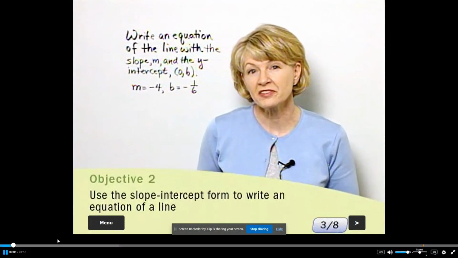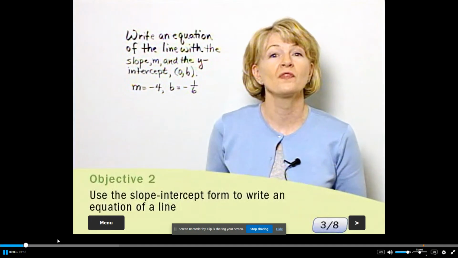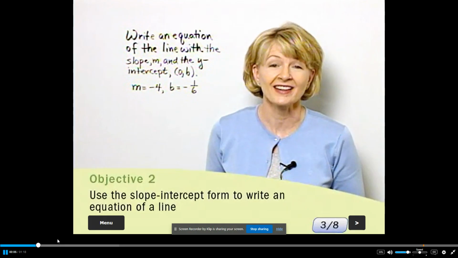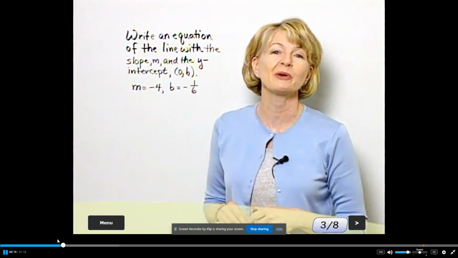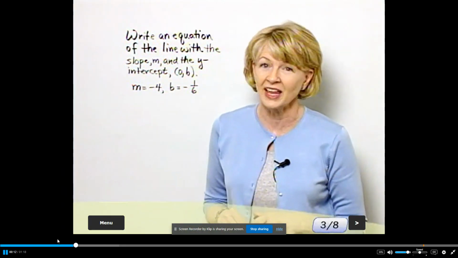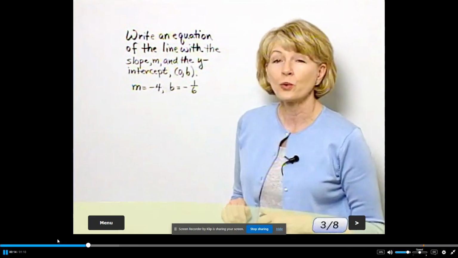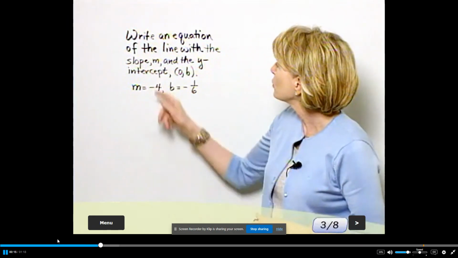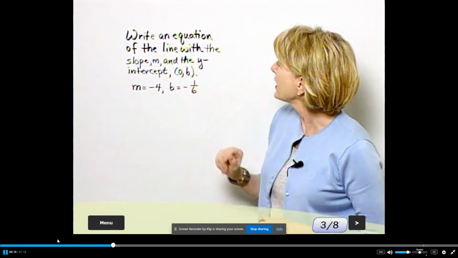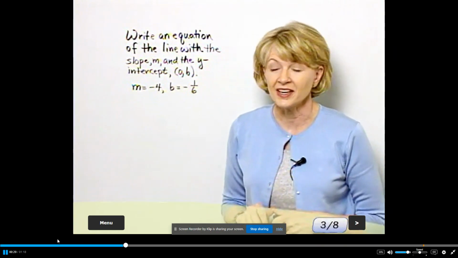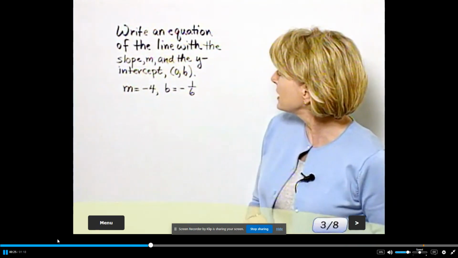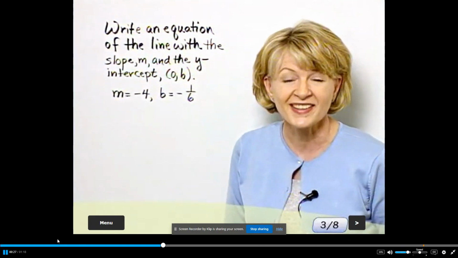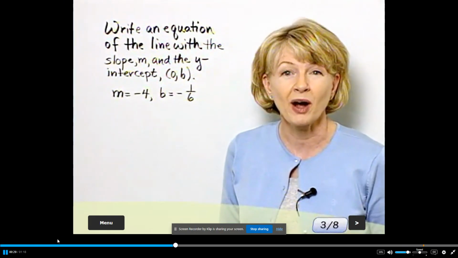We've used the slope-intercept form before for finding the slope of a line given its equation. But now let's use this slope-intercept form to actually write an equation of a line. Let's write an equation of the line with slope m and y-intercept (0, b), where the slope is given to be -4 and the b value is -16. So how do we write this?